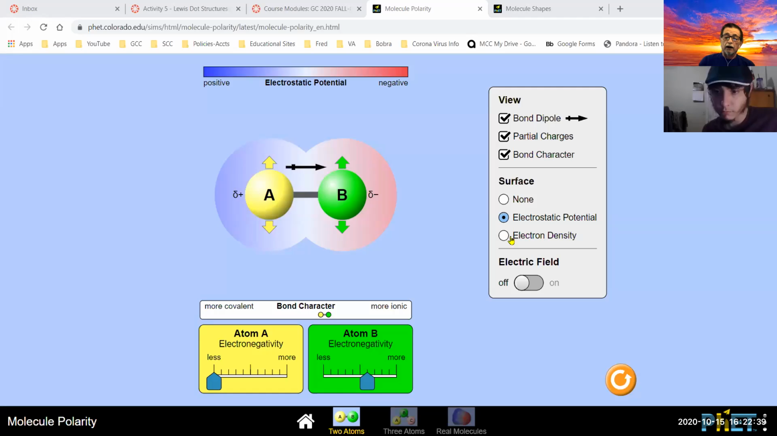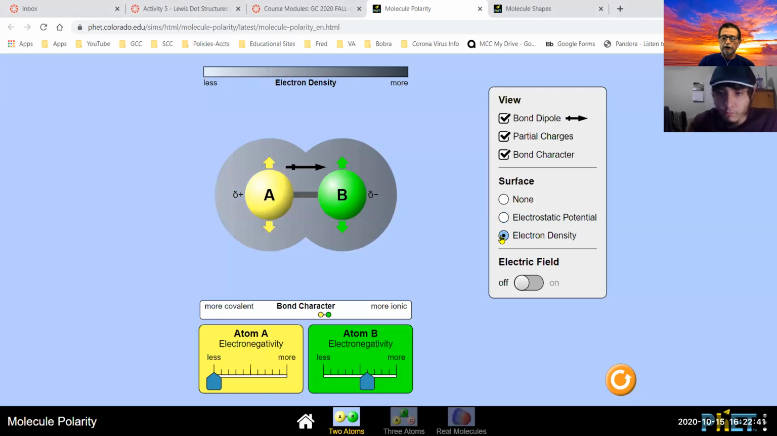All right. I tend to like the electron density color better because it does show the darker color versus the lighter grayscale color, with the darker color showing more electron density around it, compared to the A, which now has a little bit lighter shade of gray. We've also generated the dipole arrow.